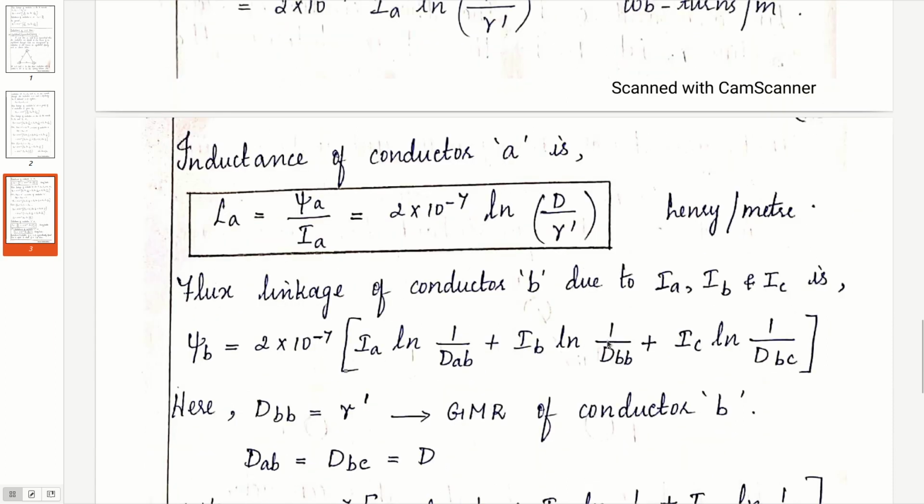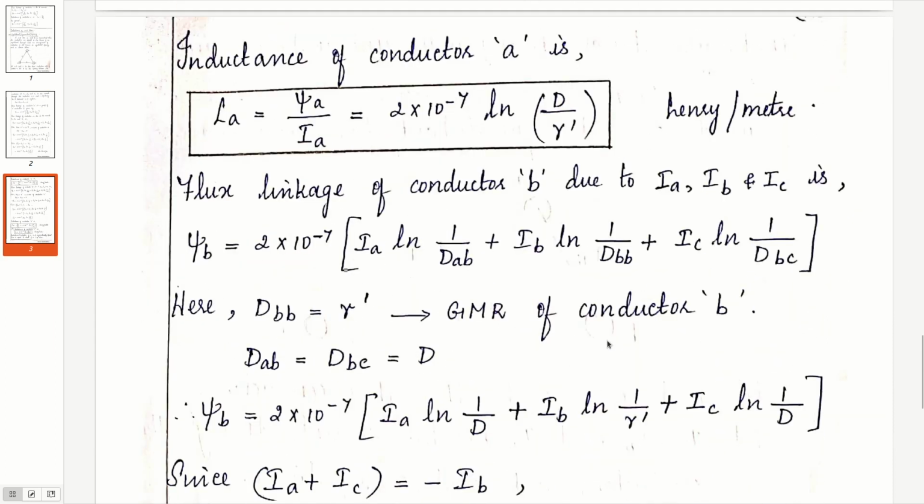So now we write the inductance of conductor A. Inductance of conductor A, LA, is equal to psi A by IA, which is 2 into 10 to the power minus 7 ln D by R dash Henry per meter. So this is the inductance of conductor A. So in the same way, we derive the flux linkage of conductor B due to the three currents.